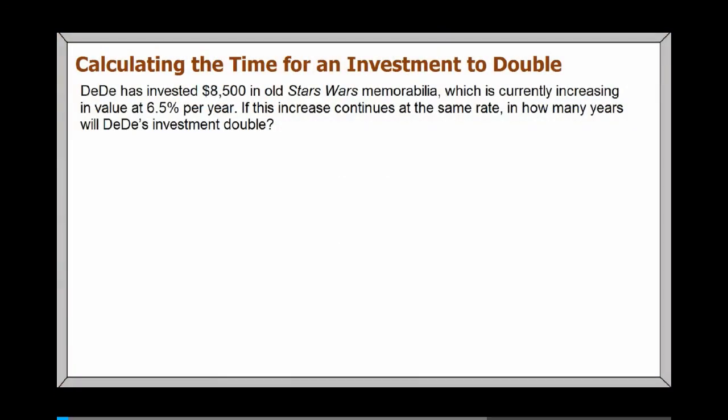Now let's look at an example that calculates the time for an investment to double. Dee Dee has invested $8,500 in old Star Wars memorabilia, which is currently increasing in value at 6.5% per year. If this increase continues at the same rate, in how many years will Dee Dee's investment double? We are looking for a future value of 2 times $8,500 or $17,000. So we can use the future value formula A is equal to P times the quantity 1 plus r over m all to the power n with the following values.